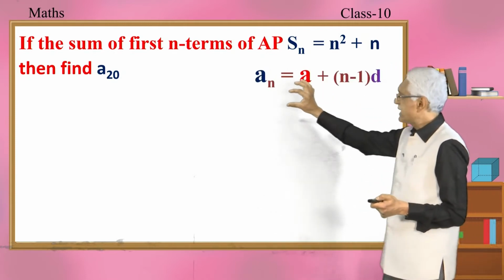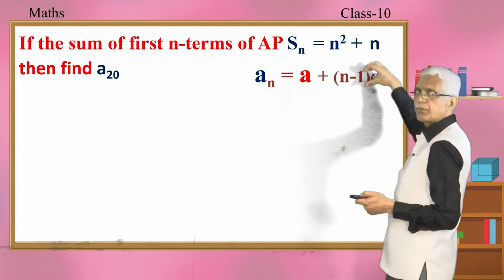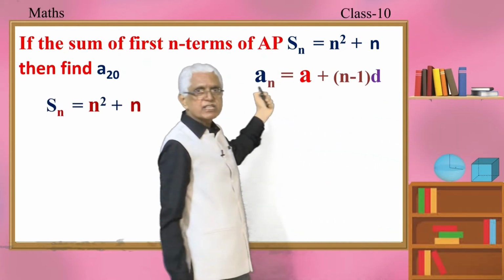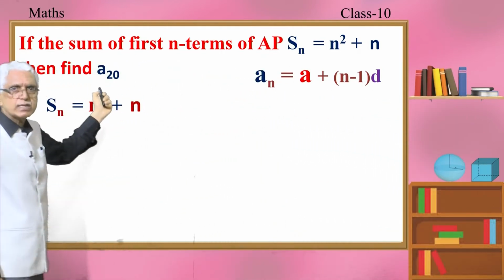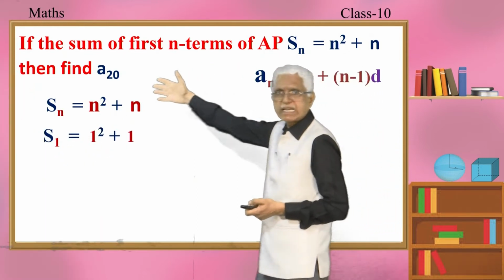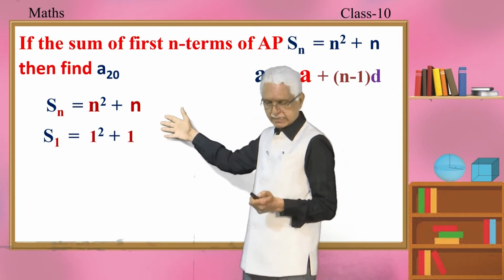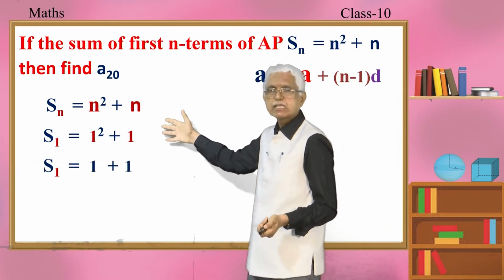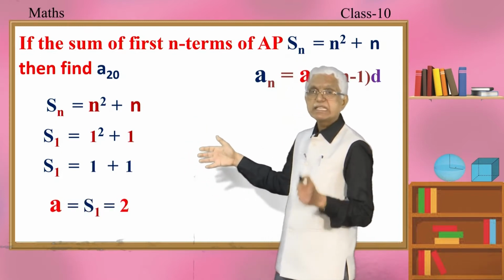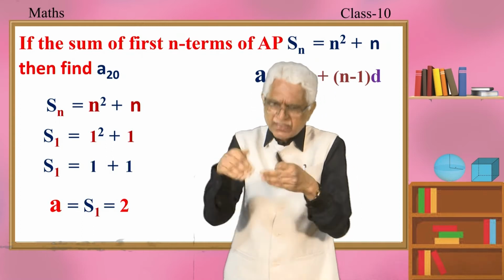If you want to find the 20th term, 10th term or 100th term, an is equal to a plus n minus 1 into d, right. You have Sn equal to n square plus n. What happens? Let us see. First let us find S1. S1 is 1 square plus 1, that is 1 plus 1, which is 2. So S1 is 2. S1 is nothing but the sum of the first term.